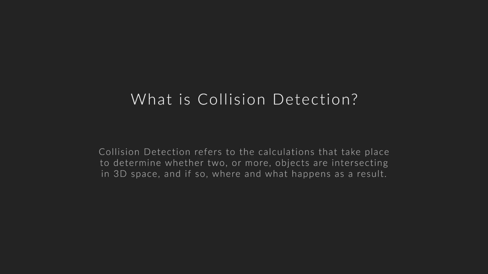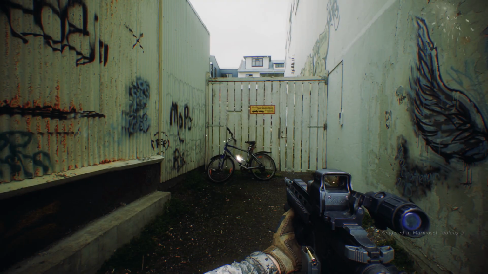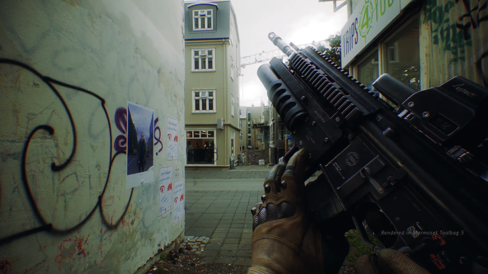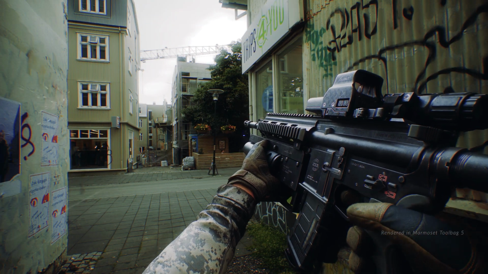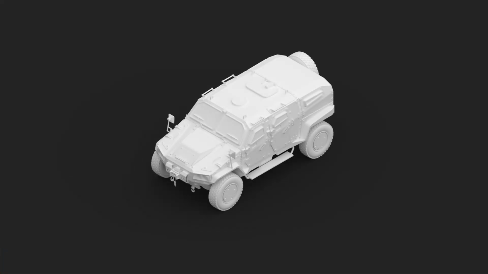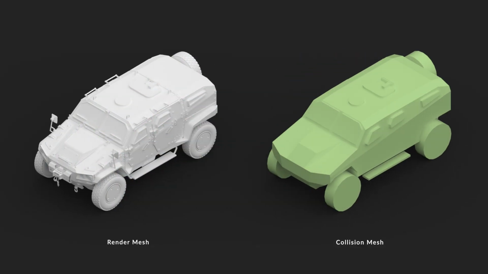Collision detection refers to the calculations that take place to determine whether two or more objects are intersecting in 3D space, and if so, where and what happens as a result. Collision detection allows the engine to know if a bullet has made impact with a surface or if a character is standing on solid ground, for example. In order to simplify the calculations and improve efficiency, collision detection is not performed on the render mesh, that is, the mesh we actually see in camera, but on a simplified version of it, called collision mesh, that merely represents the boundaries of the object in question.